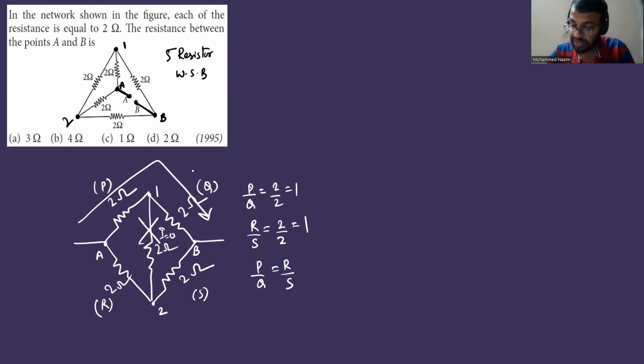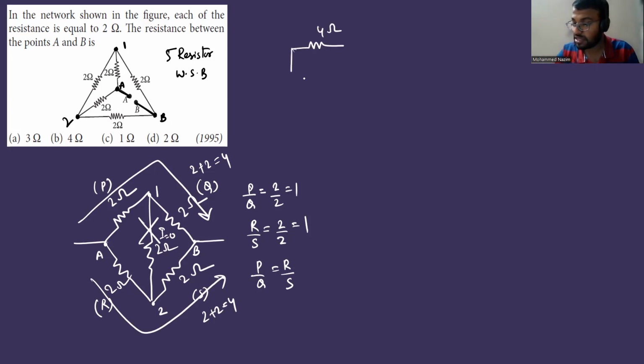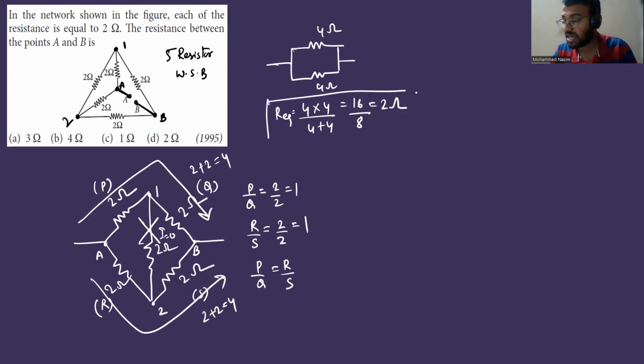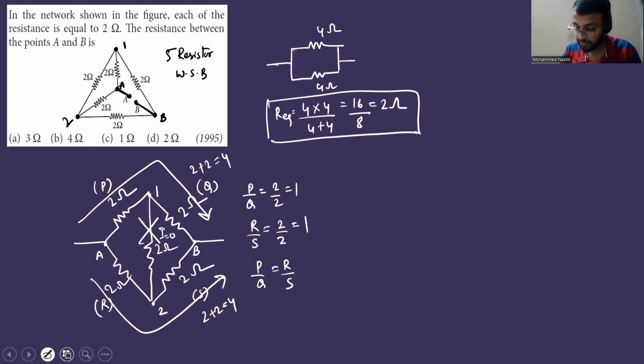And this 2 and 2 will be in series. So 2 plus 2 will be 4. And this 2 and 2 are also in series, so that is going to be 4. And this 4 and 4, how are they connected? Parallel. So what will be the equivalent resistance? 4 into 4, R1 R2 by R1 plus R2. So it is going to be 16 by 8. That is nothing but 2 ohms. So 2 ohm is the answer for this question.